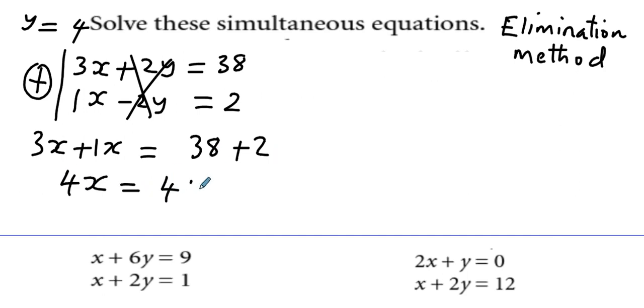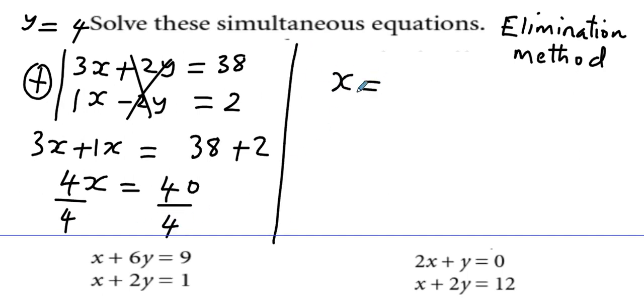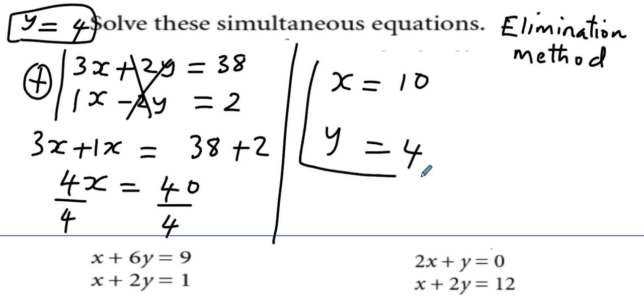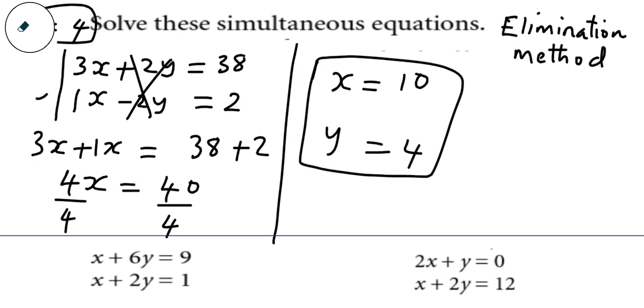This is 40. Divide by 4, divide by 4. You will get x equals 10. So we got x is 10, and also we got y equals 4. Okay, you can use a calculator to check if your answers are correct. So for now, you can pause the video and copy the notes.